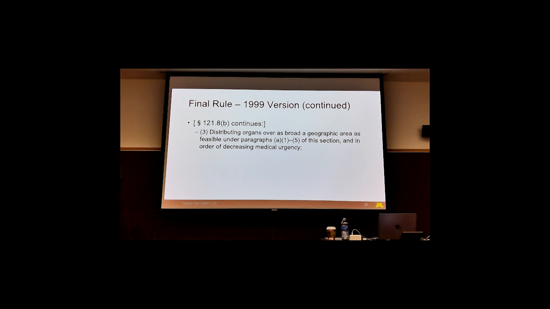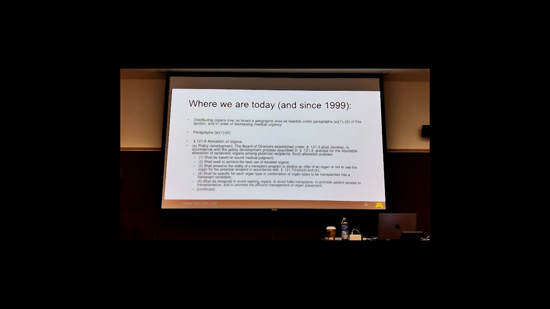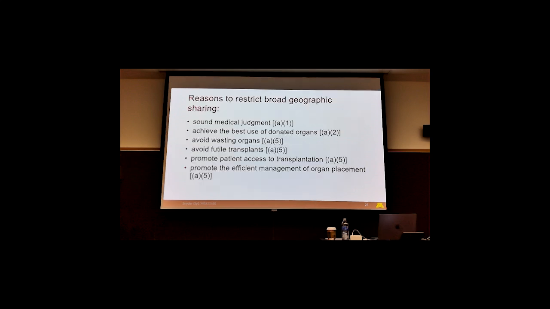And this one's the key here. Distributing organs across as broad a geographic area as feasible under paragraphs A, 1 through 5 of this section, and in the order of decreasing urgency for patients. And this might begin to look like, I'll put the key pieces together here. So we want to distribute across a broad area as feasible under those 1 through 5 constraints. Okay? That's the goal. That's what federal policy says we should be doing.